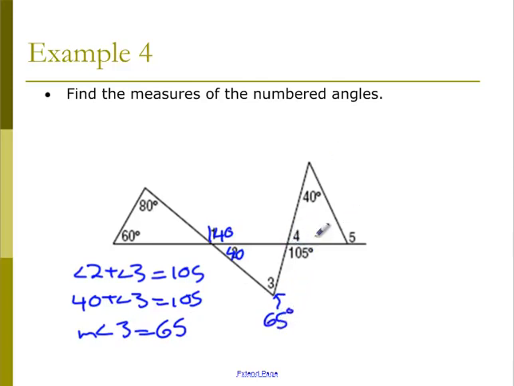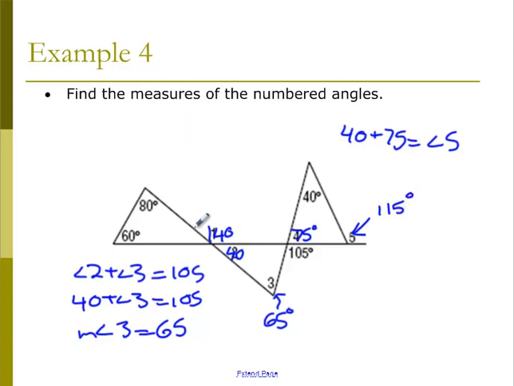Now look at angle 4 and angle 10 and the angle that's 105. They're adjacent. They make a straight line. They're a linear pair. That one's going to be 75 degrees. And looking at just this right-hand triangle with this one exterior angle, I know 40 plus 75 has to equal angle 5. So angle 5 is 40 plus 75, or 115.